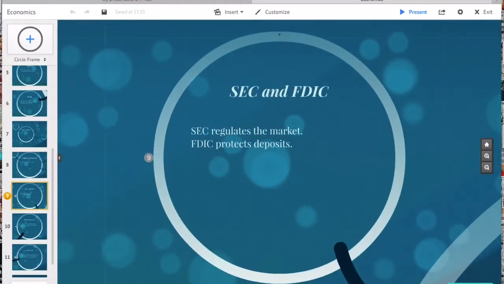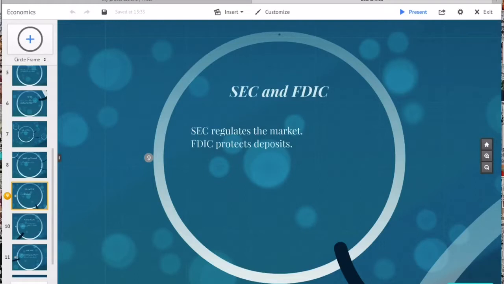All right, the SEC and the FDIC, need to know these. The SEC regulates the market. The SEC has a 3-part mission: to protect investors, maintain fair, orderly, and efficient markets, and to facilitate capital formation. To achieve this mandate, the SEC enforces the statutory requirement that public companies submit quarterly and annual reports, as well as other periodic reports.